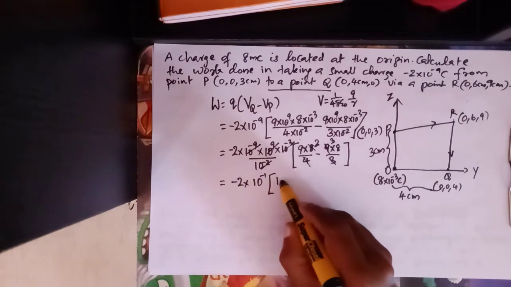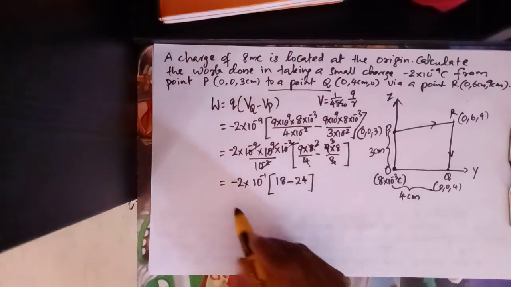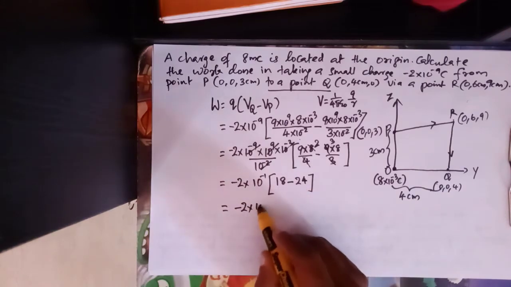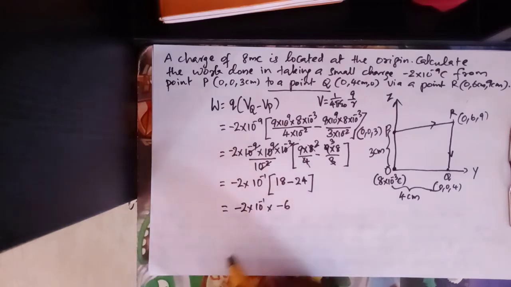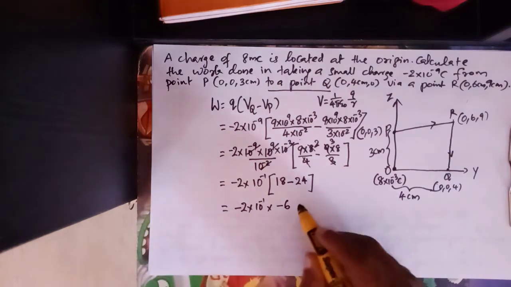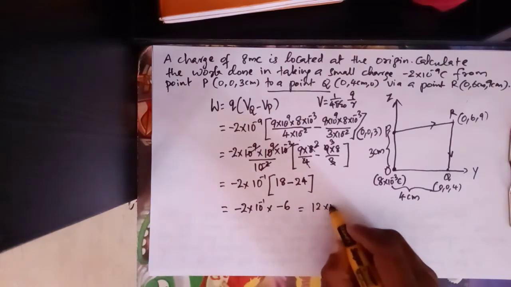9 into 2 it is 18, minus 8 into 3 it is 24. Okay. So minus 2 into 18 minus 24, 10 raised to minus 1 into, what is 18 minus 24? It is minus 6. So 10 raised to minus 6. Here we have already a negative charge. Okay. So minus minus positive. What is the answer? 6 into 2, 12. 12 into 10 raised to minus 1.